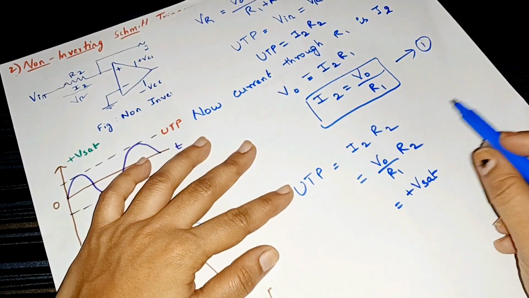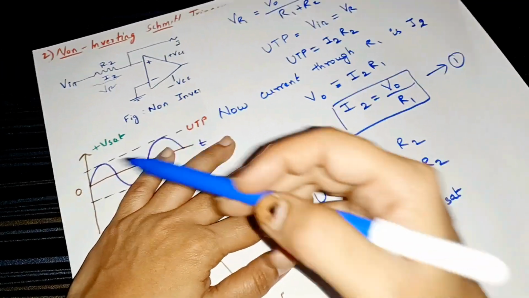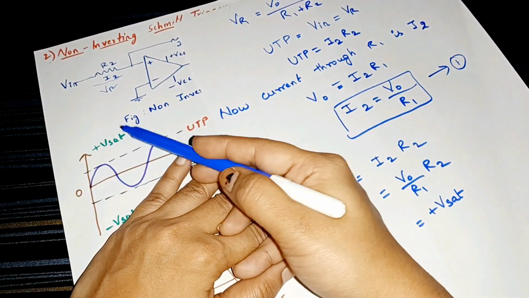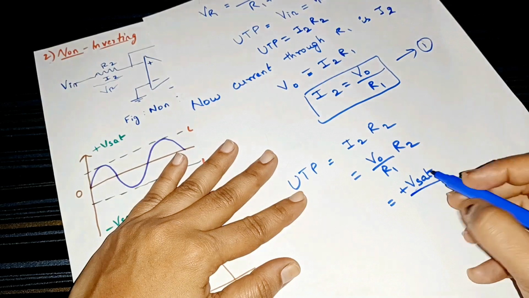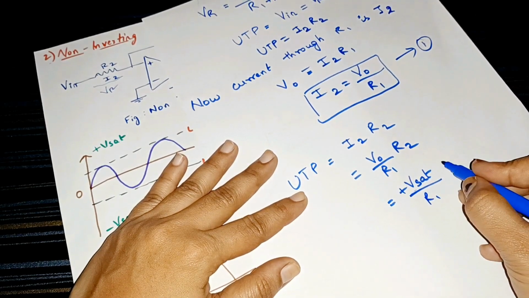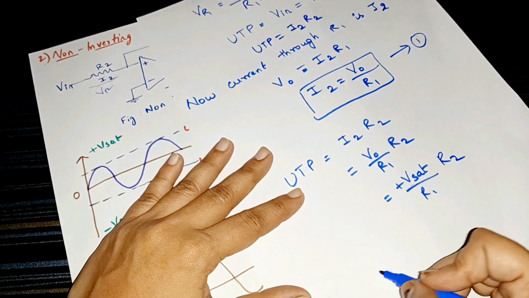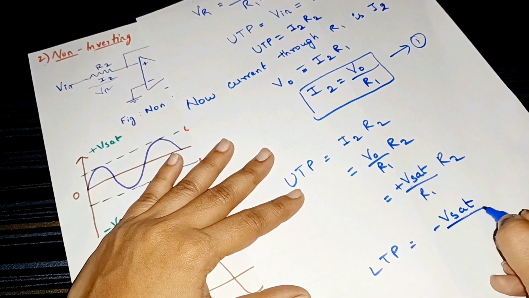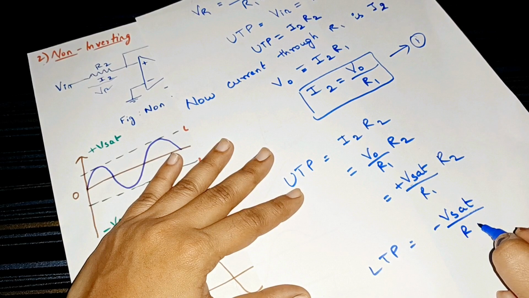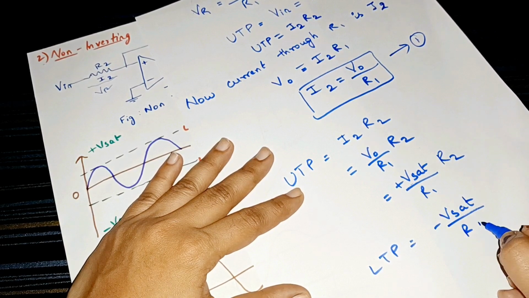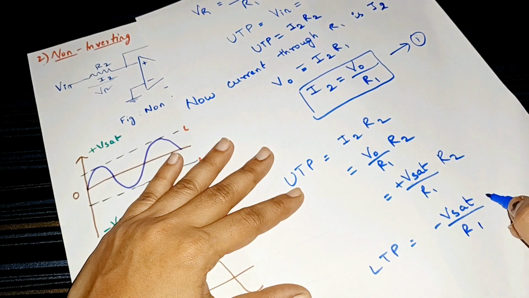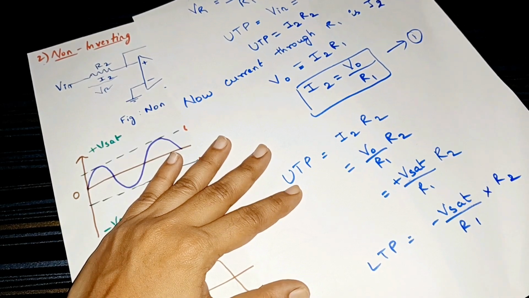Why am I putting plus Vsat? This UTP is nothing but one part of the sine wave. So we take that point where it is plus Vsat, the saturation voltage, divided by R1 into R2. Similarly, for LTP it is minus Vsat divided by R1 into R2.